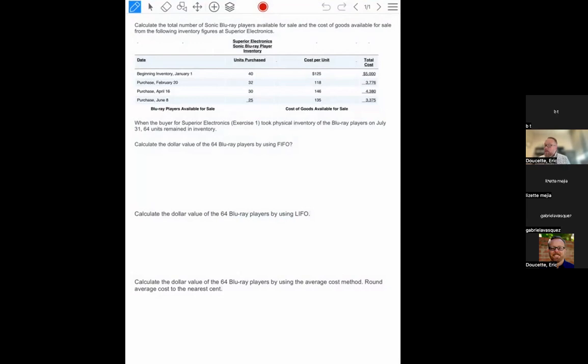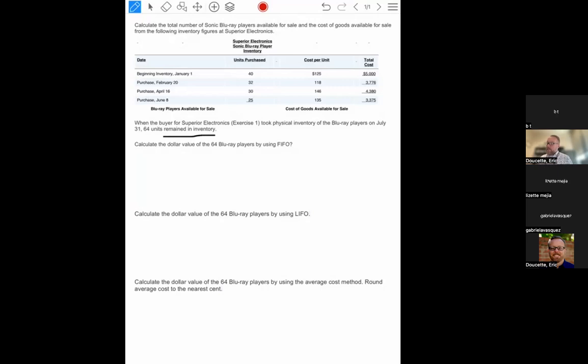And so we have here, calculate the dollar value of 64 Blu-ray players using the FIFO method, first in, first out. So again, they're looking for the dollar value of the remaining inventory. That's the goal. You got to make sure you get that. So what remains then, if they have 64 left in their inventory, and they're using the FIFO, the first ones in were the first ones out. That means all the oldest ones are gone and all the newest ones are what remain, right?